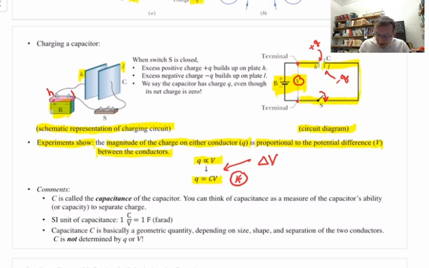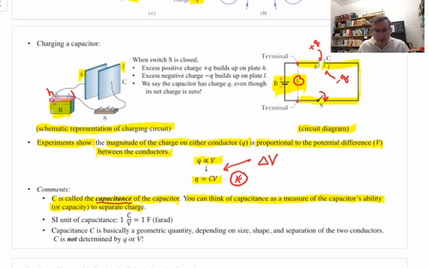Now, that proportionality constant denoted by the symbol capital C, that is a property of the capacitor called its capacitance. Okay? C is the property called capacitance. You can think of capacitance as a measure of a capacitor's ability or capacity to separate charge. A bigger capacitance means you'll get a bigger charge separation for a given potential difference.